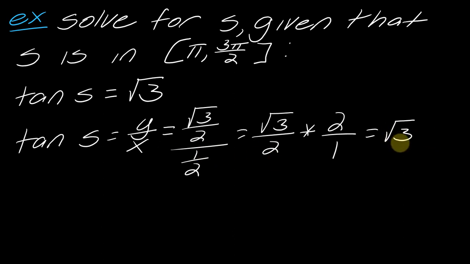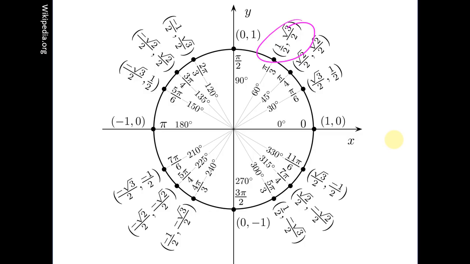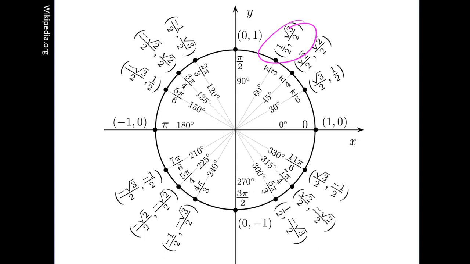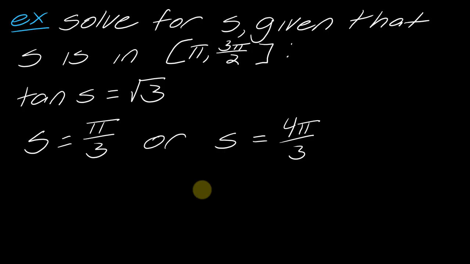So I want to know, are there any other coordinate pairs that would result in the square root of 3? If I go back to my unit circle, I'm looking for this type of coordinate pair, but really for both of them to be negative. Down here, this is the same coordinate pair, they're just both negative, and a negative divided by a negative will make a positive. So this one where we have 4 pi/3, this would be the other pair where this would work.